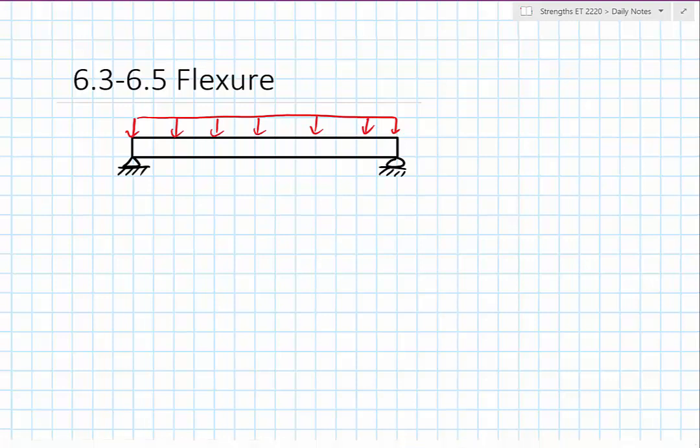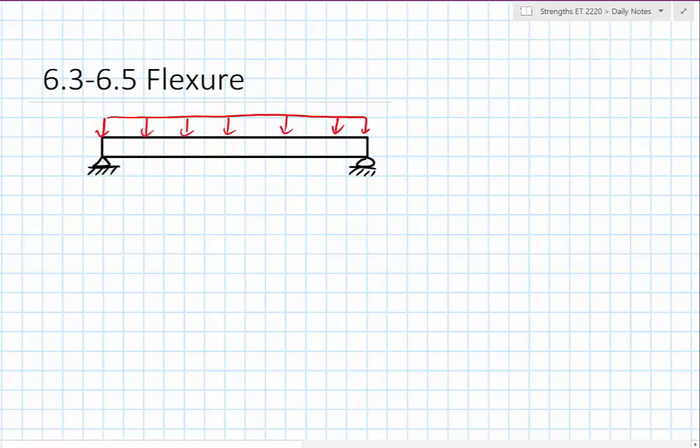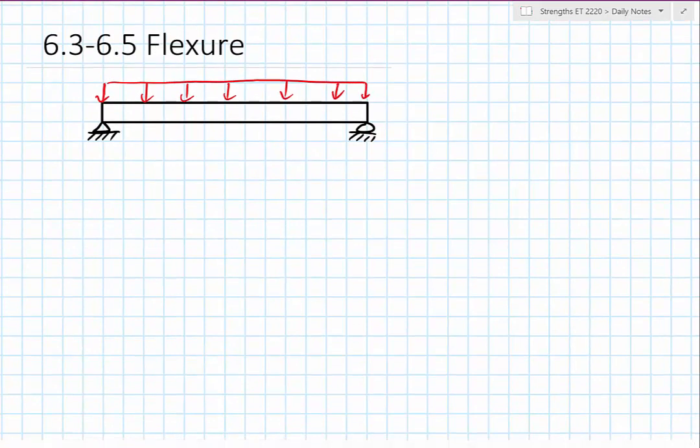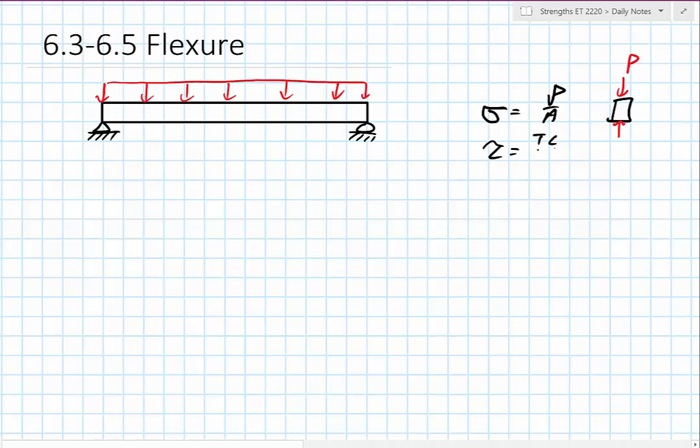All right, hello everybody. Today we are going to continue on with our stress analysis. As a reminder, so far we've covered stress due to an axial load, and we said we had an axial stress that was just equal to P over A, right along the axis. We've also covered our torsional stress, and we said that tau is equal to TC over J.